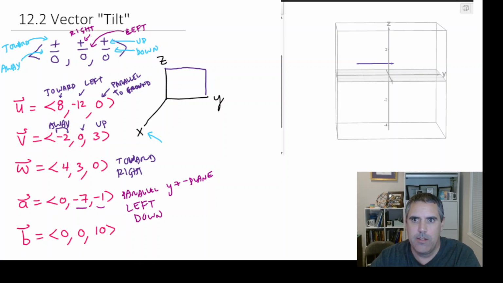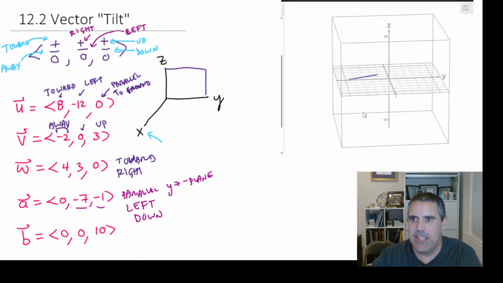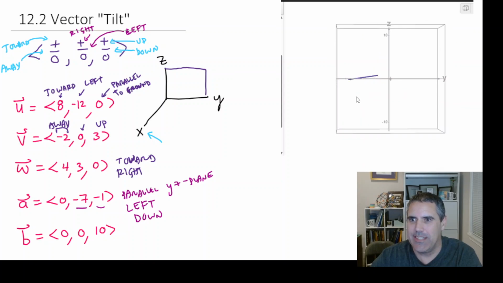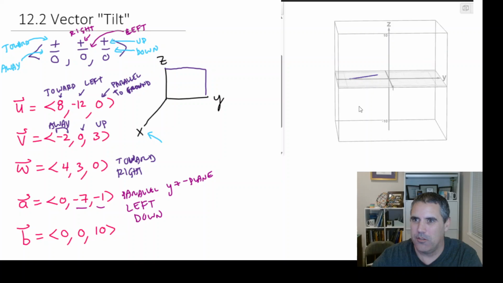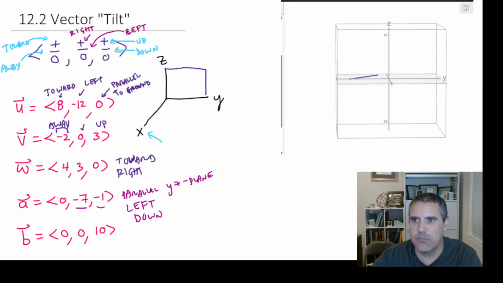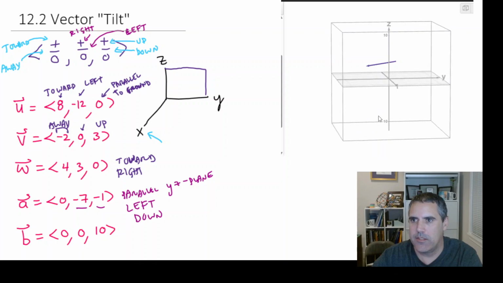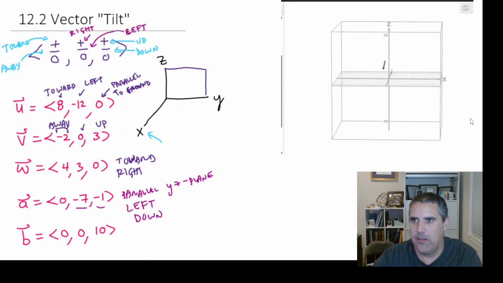So I don't know if this will help, but when you get to that homework question, hopefully you'll know that in this case, it's tilted down a little bit. We can see that because of the -1. It's tilted to the left. Let's move it somewhere we can see it better. It's tilted down a little bit. It's tilted to the left for sure. And it's parallel to the YZ plane.